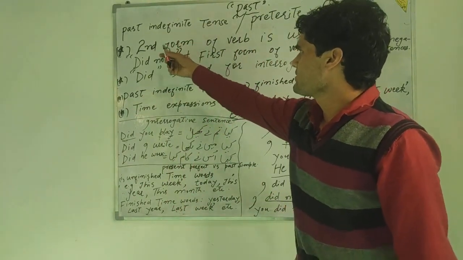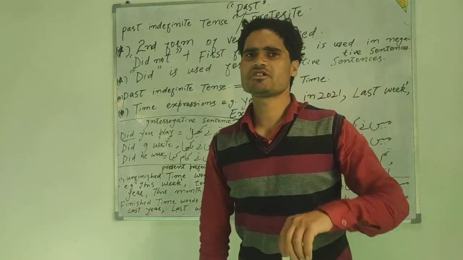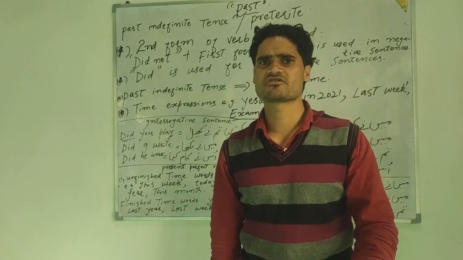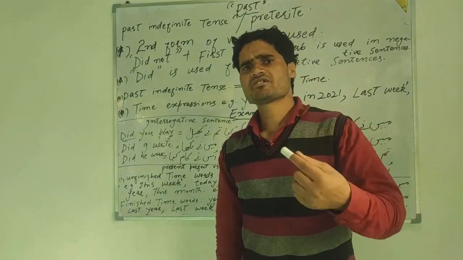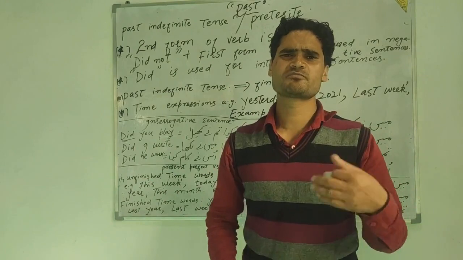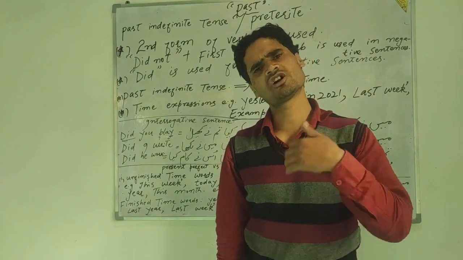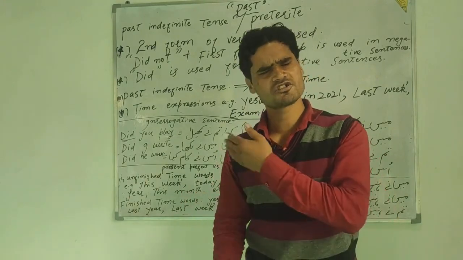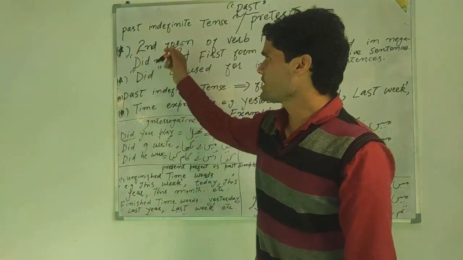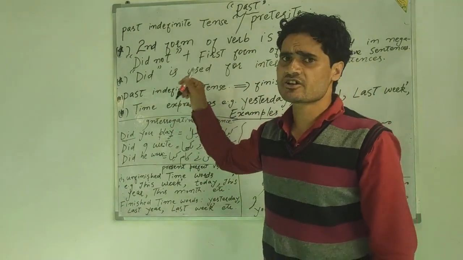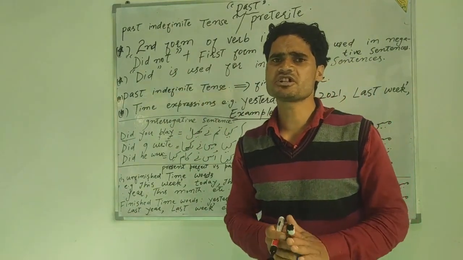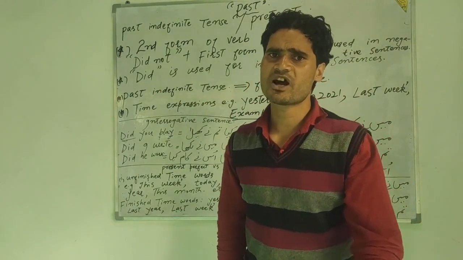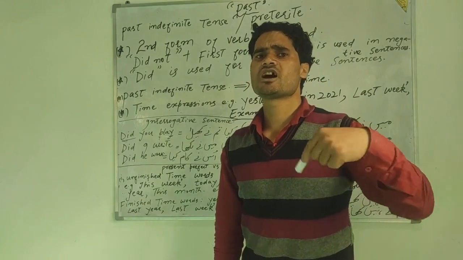In the past indefinite tense, it means any action, any activity that has ended in the past. But that activity has nothing to do with the present. It is finished, it is over, it has gone by. The result is not seen at the present moment. It is just finished. When it comes to understanding present perfect tense, it means any activity that has ended in the past, but its result is seen at the present moment.